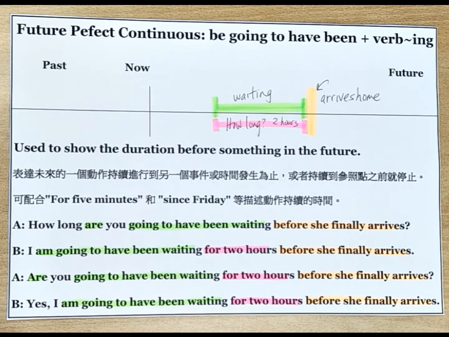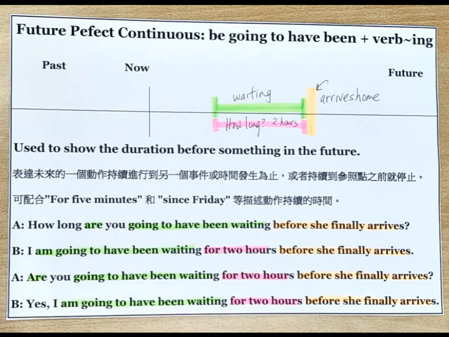A. How long are you going to have been waiting before she finally arrives? B. I am going to have been waiting for 2 hours before she finally arrives. A. Are you going to have been waiting for 2 hours before she finally arrives? B. Yes, I am going to have been waiting for 2 hours before she finally arrives.